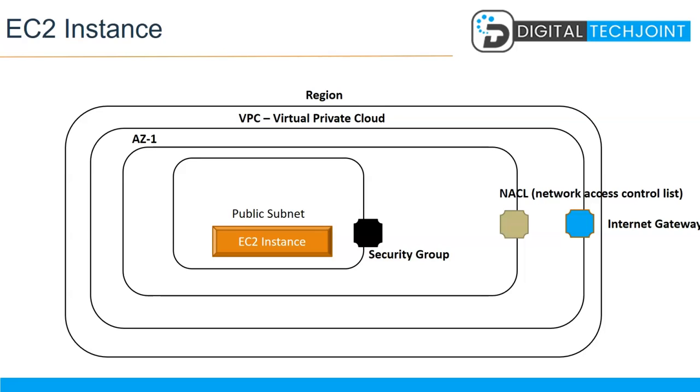So there are two levels. One is the network level accessibility security, and one is the instance level, the server level security that is managed by the security group. So guys, this was a very high level explanation. Now let's go ahead and do things in practical.